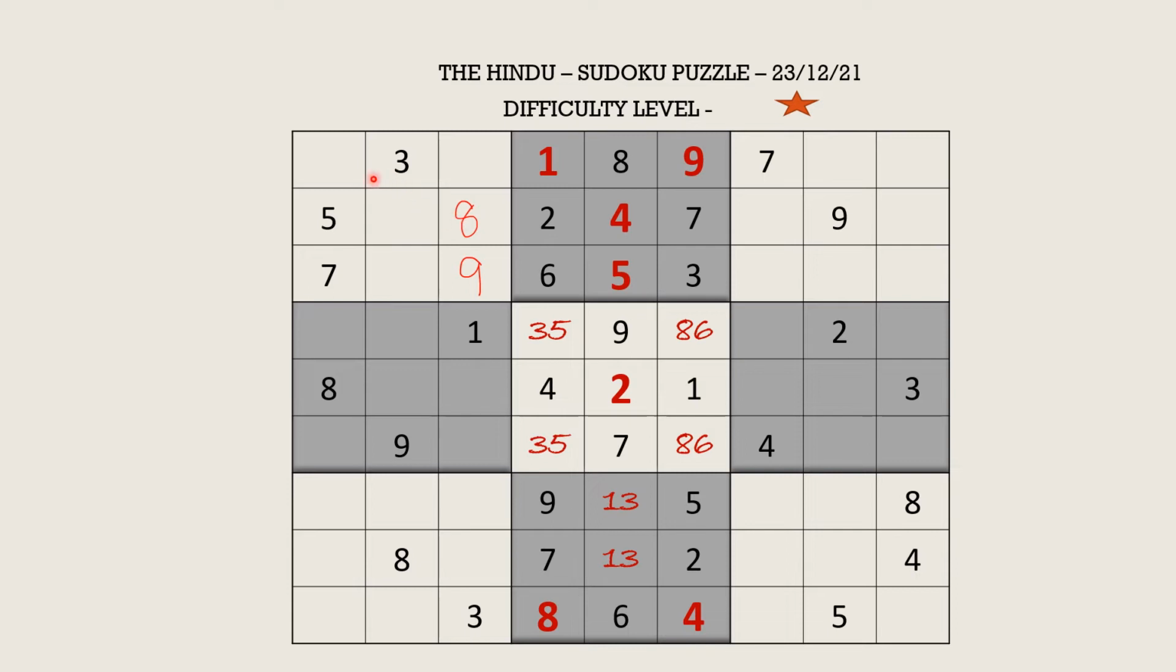If you take this row, 5 blocks these two cells. There is a 5 blocking from here. So this cell takes 5. 9 blocks here and we have a 9 blocking from here and a 9 blocking from here. So this cell takes 9.